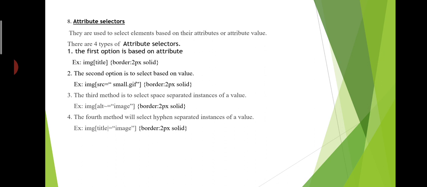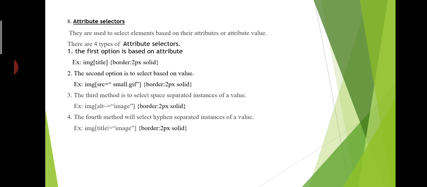The third method is to select space separated instances of a value. Space separated. Sometimes for a particular attribute we will be using more than one value to represent. At that time we can separate each value with a space, and those values will be considered. First it will consider the first value, next the second, next the third, like that it goes on.